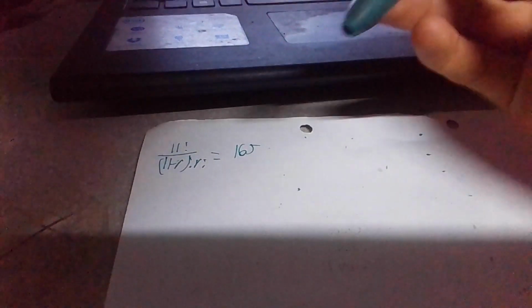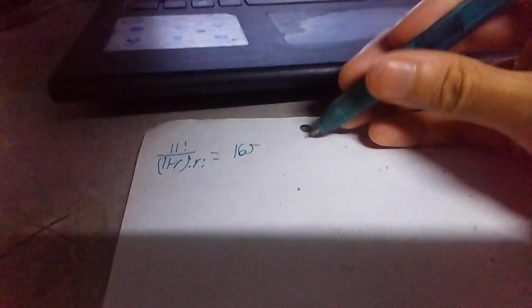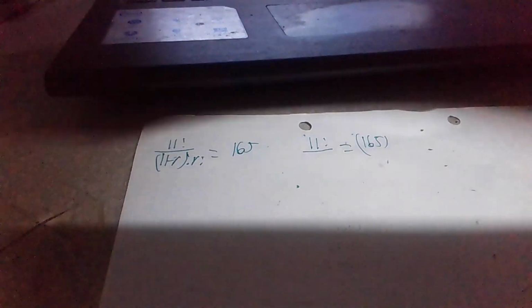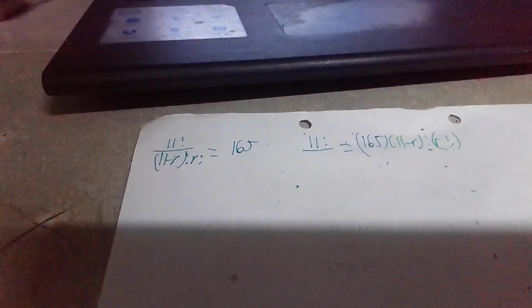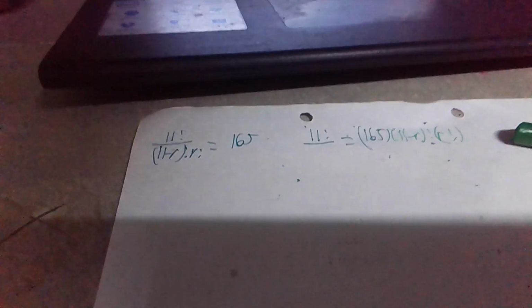See, so now we have 11. So therefore, it goes like this. 11 factorial equals 165 times 11 minus R factorial times the R factorial. Tama? And now, what do we do to the 165? The 165 must be brought down to the 11 factorial. So, it should look something like this.